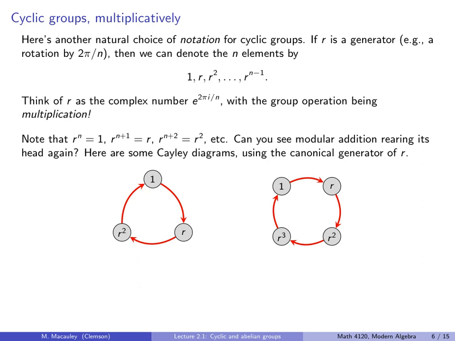So here are some Cayley diagrams using the canonical generator of r. These should look just like the last ones on the previous slide, where we had 0, 1, and 2, and 0, 1, 2, and 3. Those numbers now appear in the exponents.